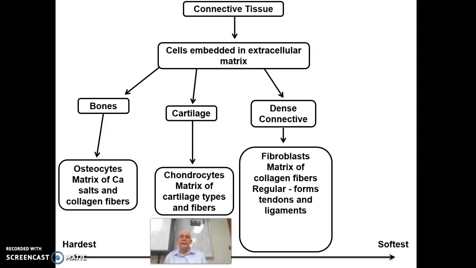There are regular dense connective tissue, and there is irregular, and we'll look at that in a second. But regular means that they all run parallel to each other.